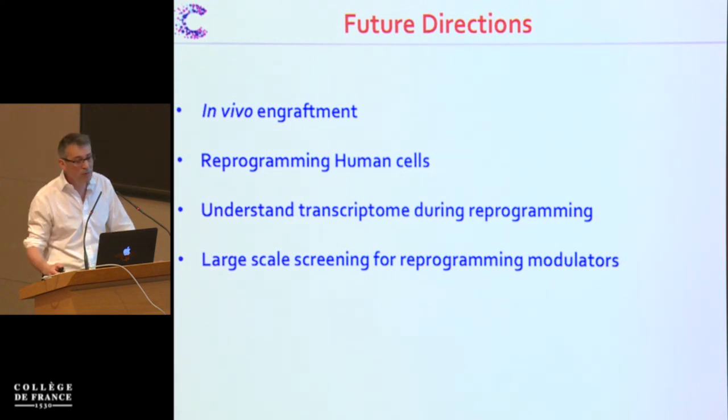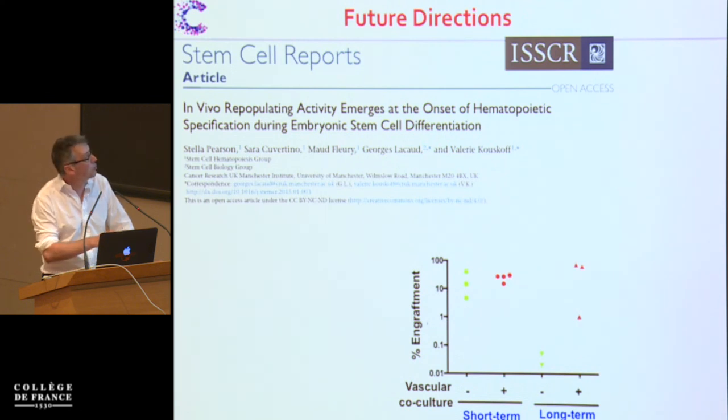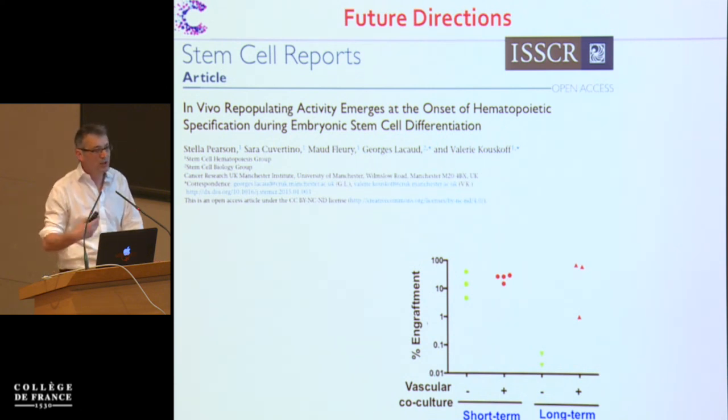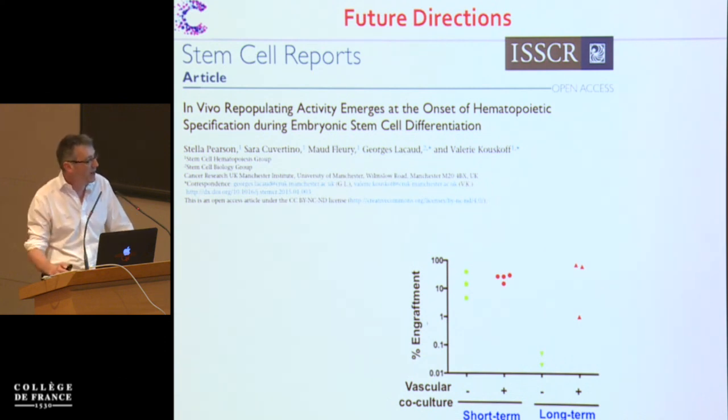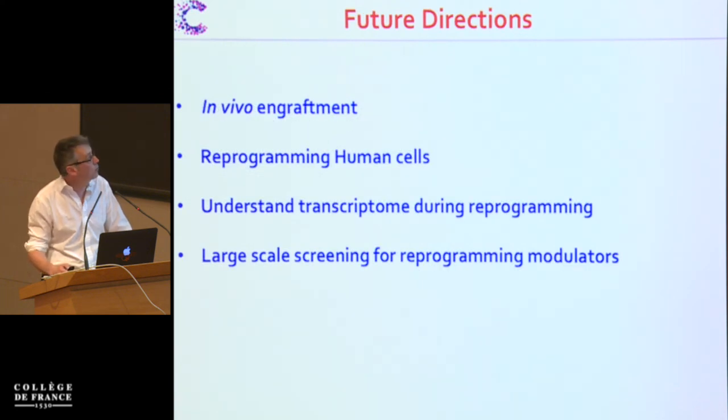So the idea is, can we improve this in vivo engraftment? We base this on the work we've done with Valerie Kouskoff, where we've shown that the first c-KIT cells which emerge during this differentiation are the cells which give the best repopulation. So we took these c-KIT positive cells and put them, like Shahin Rafii has done, on endothelial cells. If we do this, we can get long-term repopulation in some experiments. But this is still not really robust. We don't get it every time, so we haven't published this yet. We're still working to improve this.